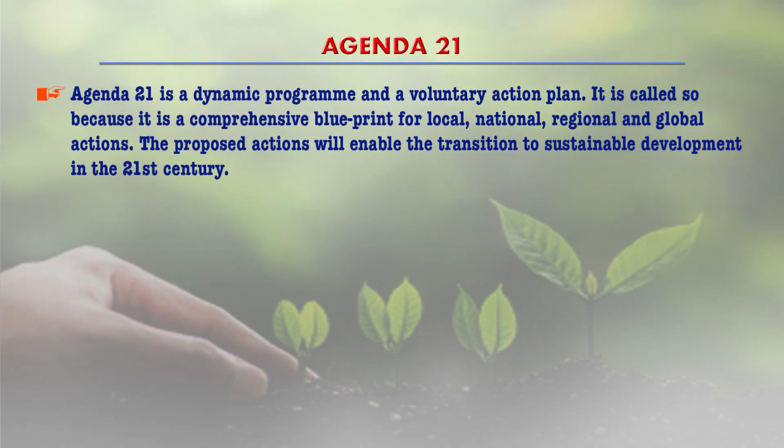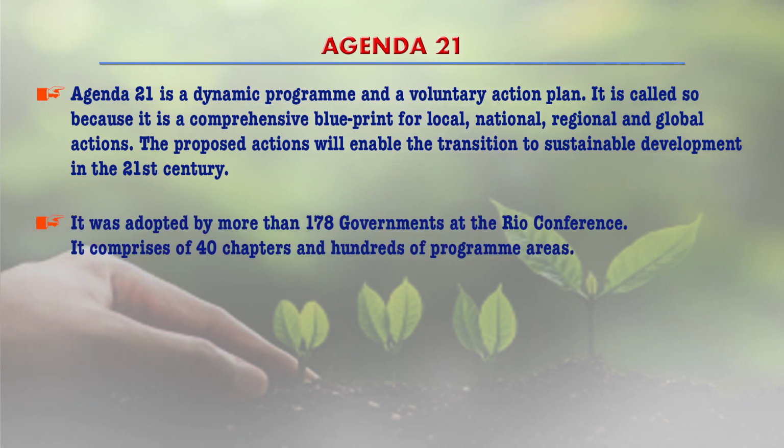It is called Agenda 21 because it is to be achieved in the 21st century. The proposed action will enable the transition to sustainable development in the 21st century. Now, this is a comprehensive blueprint for local, national, regional and global actions. This was adopted by 178 countries at the Rio conference. It comprises 40 chapters and hundreds of program areas.